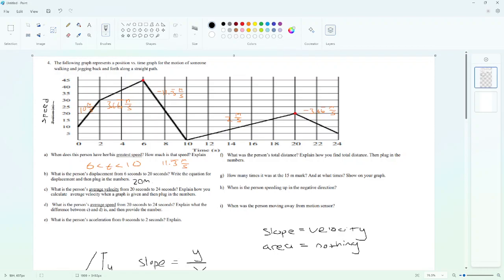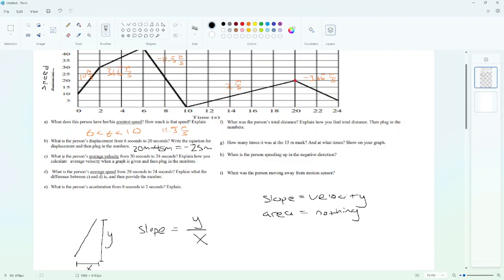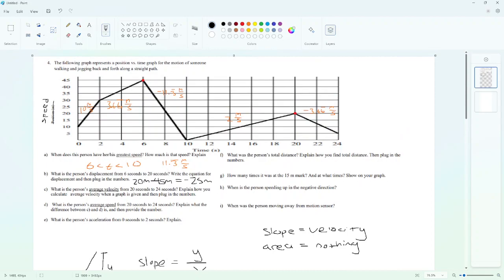And the initial position is 45 meters. The displacement then is going to be negative 25 meters. What is the person's average velocity from 20 seconds to 24 seconds? 20 seconds to 24 seconds. Okay.